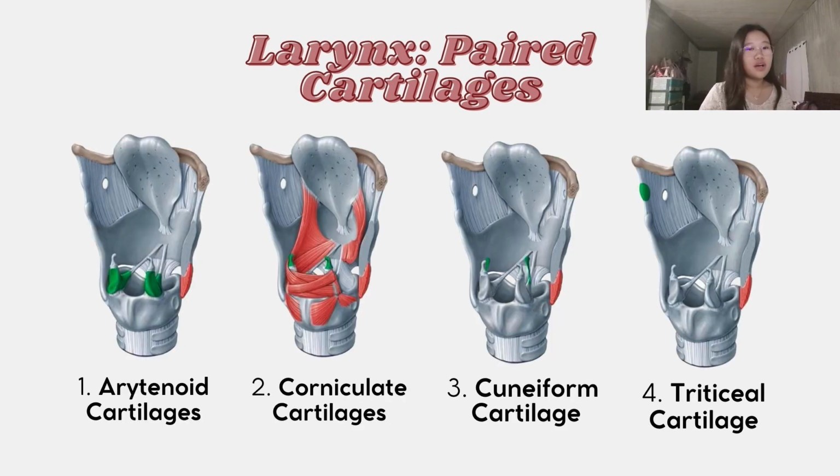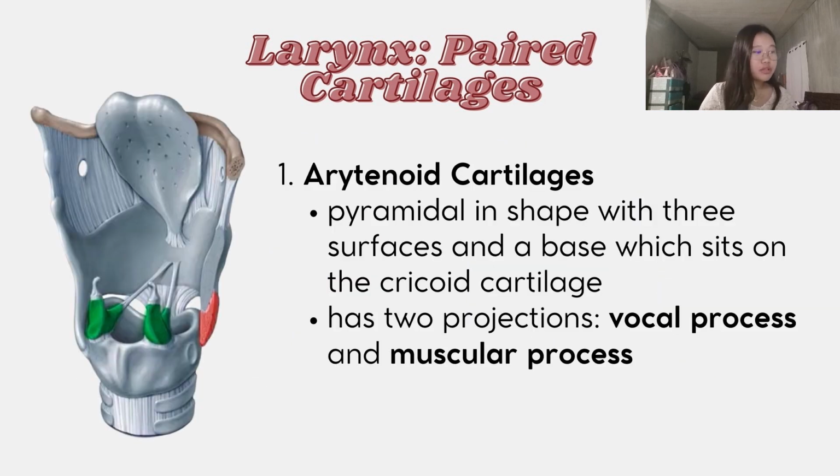So next we have the 4 paired cartilages of the larynx, which are the arytenoid cartilage, the corniculate cartilages, the cuneiform cartilage, and the trapezial cartilage. So first is the arytenoid cartilage. It is pyramidal in shape with 3 surfaces and a base which sits on the cricoid cartilage. And it has 2 projections, which are the vocal process and the muscular process.